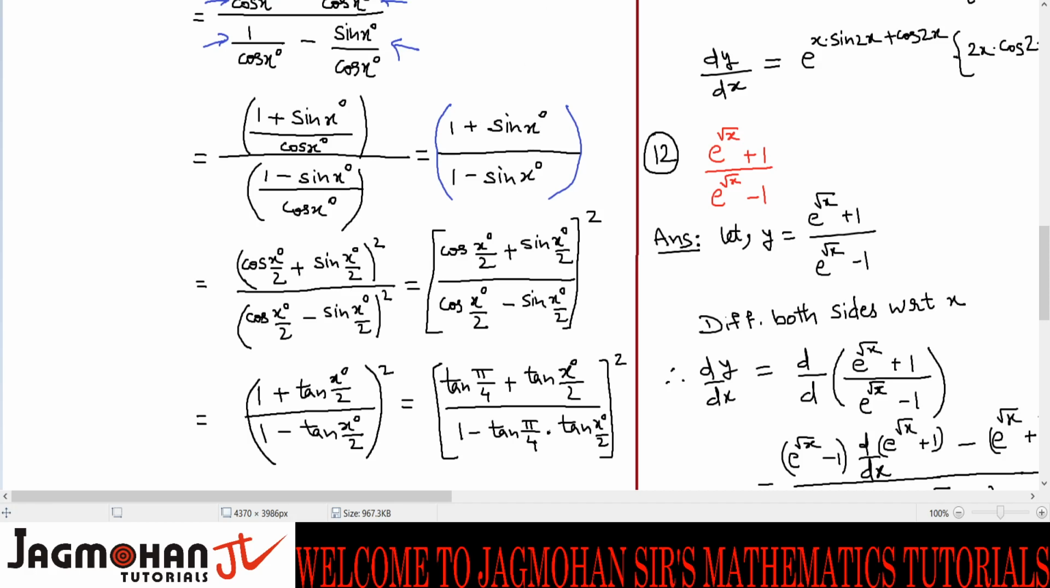Now you would be thinking that you have simplified it. But let me tell you one thing, students, that this particular expression which you got here, 1 plus sin x degree upon 1 minus sin x degree, is a well-known trigonometric expression. Whenever you get such a thing, you should understand that this can be further simplified. There is a special formula for 1 plus sin x degree: it is cos x degree by 2 plus sin x degree by 2 the whole square, and 1 minus sin x degree is this.